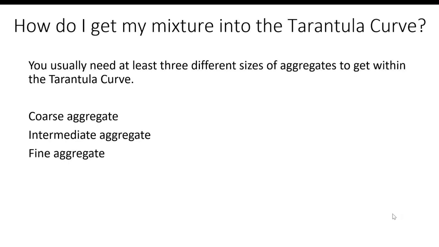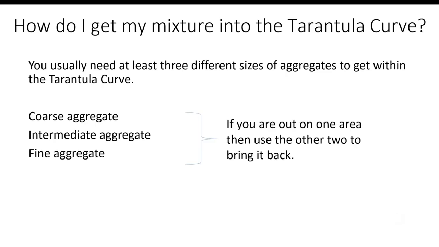So this is a great question. Okay, I've got a mix, I've got these gradations. How do I get my mixture into the tarantula curve? Well, usually you need at least three different aggregates. Not always. I've seen it done with two, a coarse and a fine, but usually you need three because you need levers. If one of them is out a little bit, you reduce that lever and you raise the other two up. Let me show you what I'm talking about.